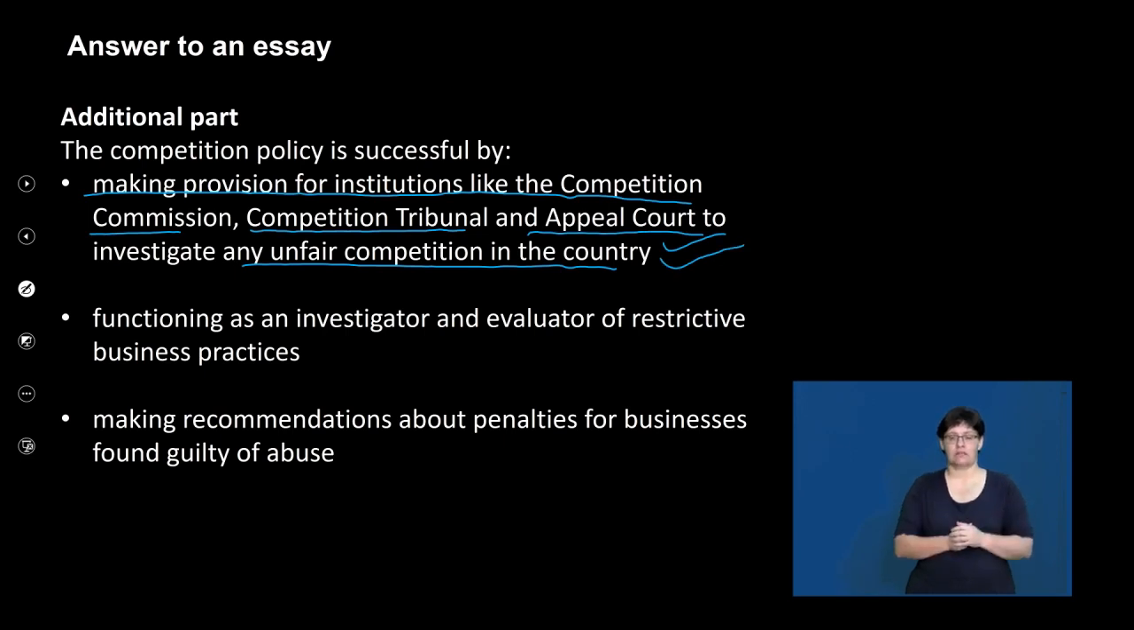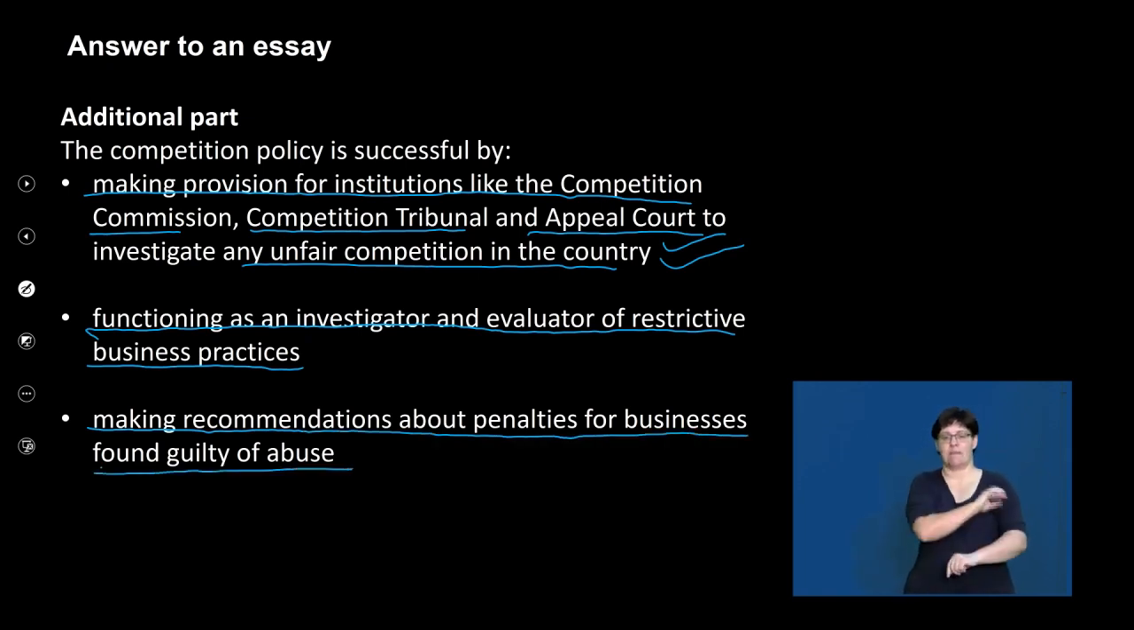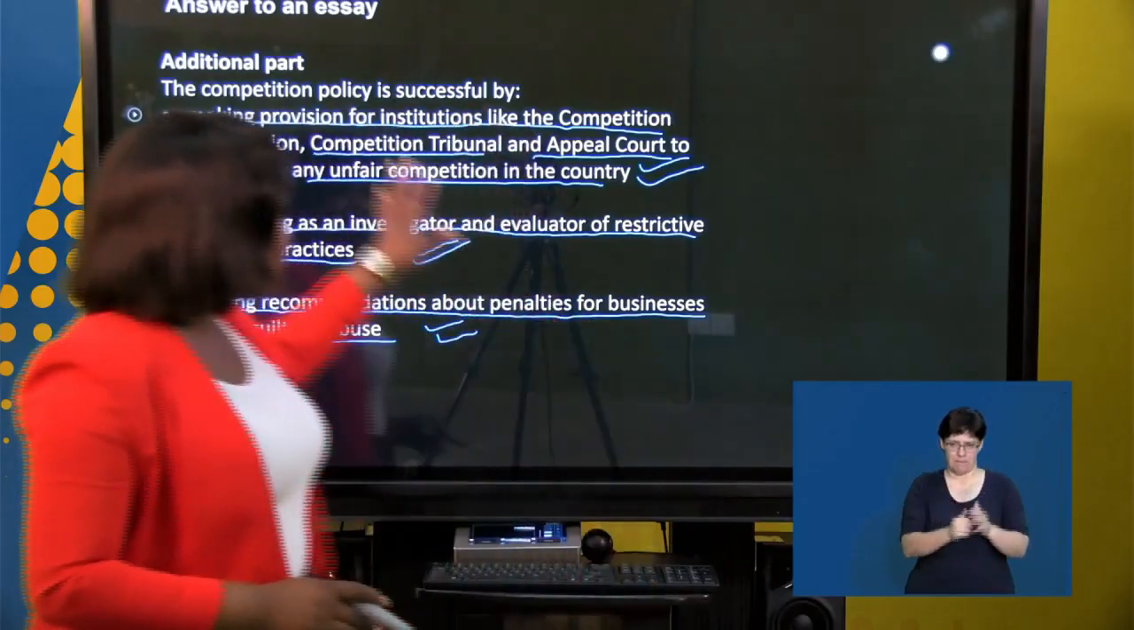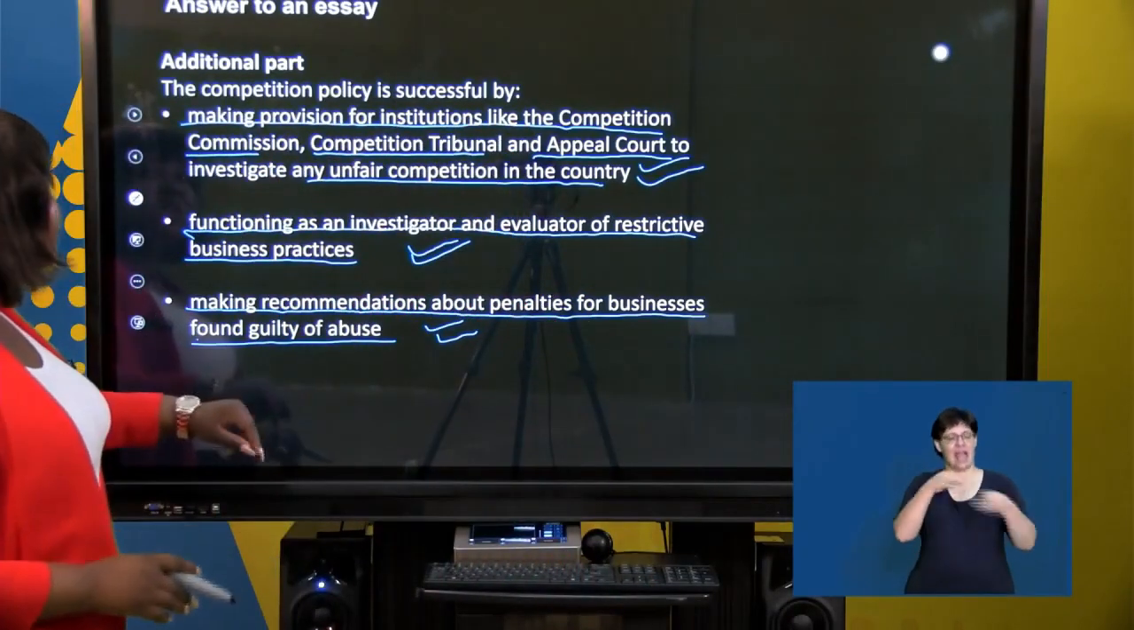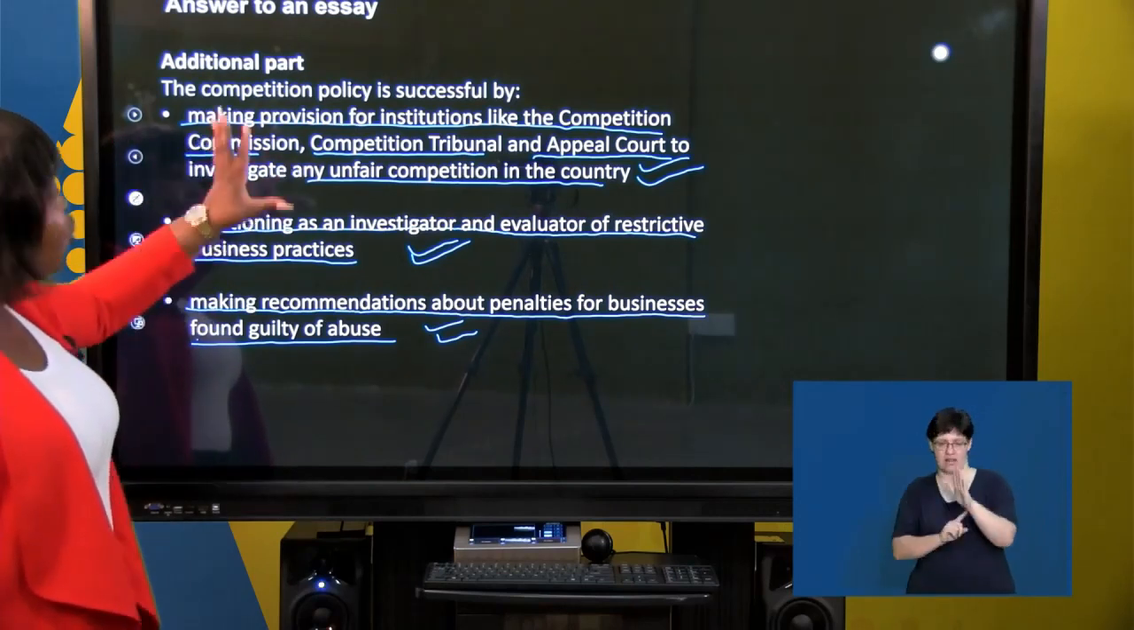And then you go to the next point, and you will say these competition policies function as investigators and evaluators of restrictive business practices. So they investigate and they evaluate any restrictive business practices. Then your next point is making recommendations about penalties for businesses found guilty of abuse of power, right? So you'll be earning your 2 marks for every point that you have expanded. This is just an example, guys. There are many other points that you can expand on the success or the failure thereof.